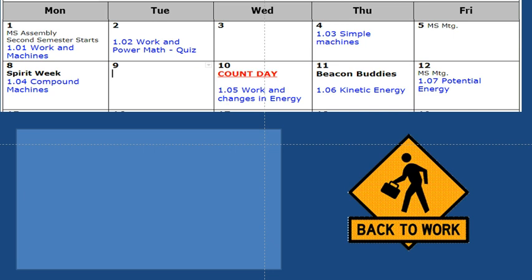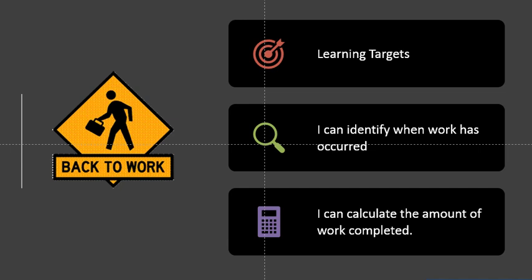So today is the start of a new semester, and we're talking about work and machines. Our learning targets are as follows. I can identify when work has occurred, and I can calculate the amount of work completed. So we're going to deal with this concept of work in science today.